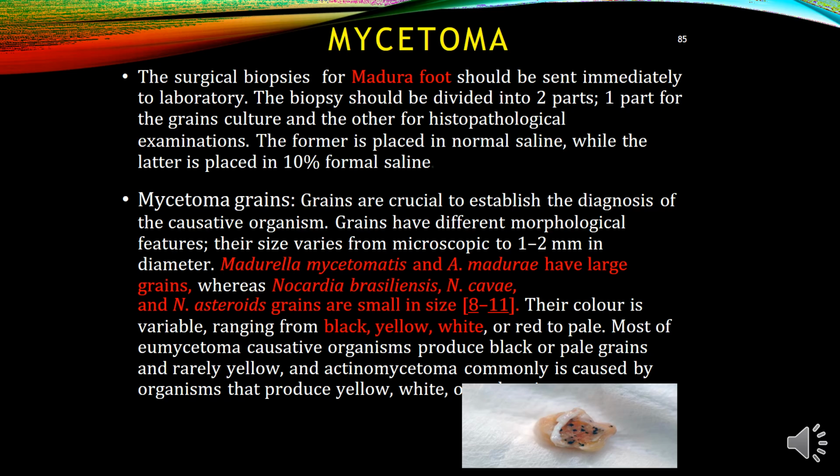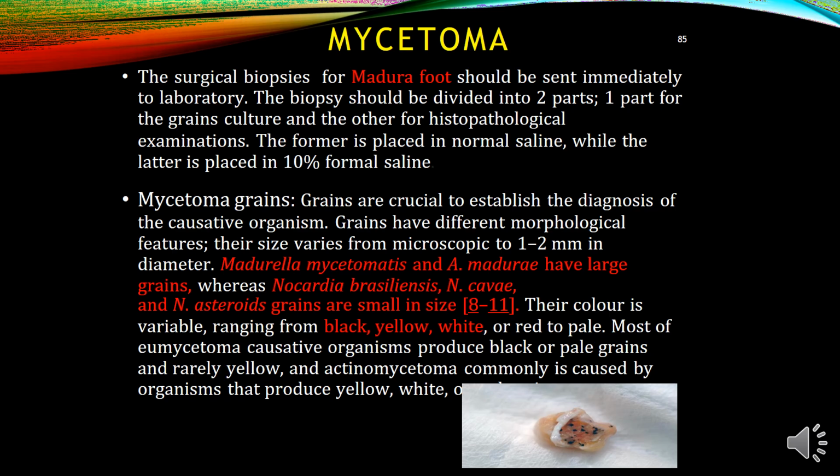Mycetoma grains are crucial to establish diagnosis and identify causative organisms. Grains have different morphological features. The size varies from microscopic to 1 to 2 mm in size. Madurella mycetomatis and Actinomadura have large grains, whereas Nocardia brasiliensis, Nocardia caviae and Nocardia asteroides have smaller grains.